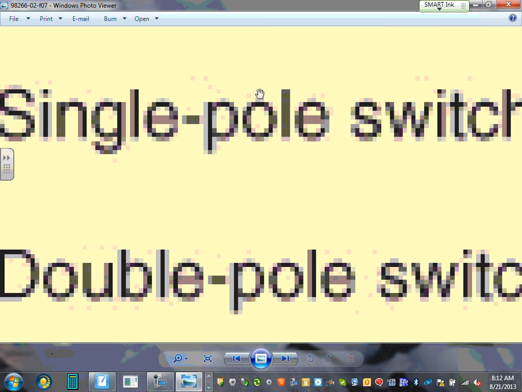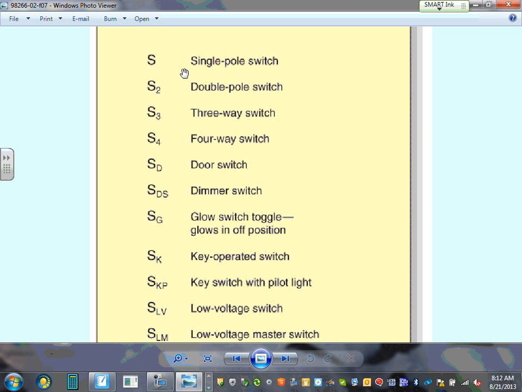Switches. Look at the switches, guys. We have single pole switch, double pole switch, three-way switches, four-way switches, door switch, dimmer.